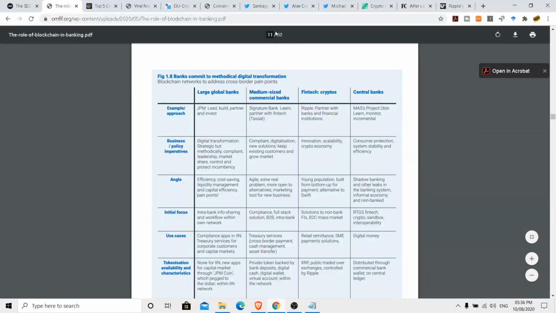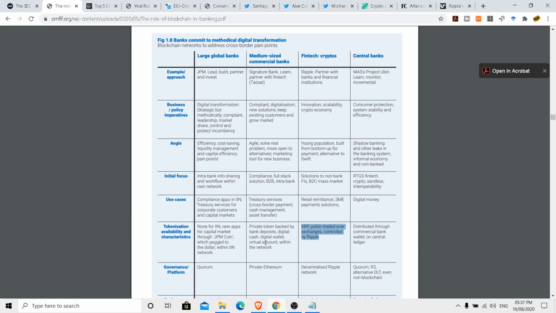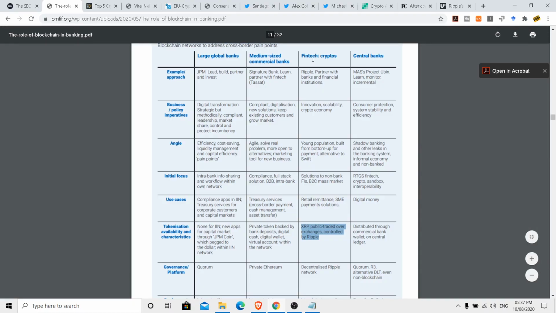In this particular table, on page number 11 of this document, they talk about tokenization and availability characteristics. And in that tokenization area, they are showing you fintech and cryptos, XRP. Even when they say cryptos, they are not showing you the technology side like Bitcoin, because they don't even consider that as a technology. Now, keep in mind, fintech, cryptos, it's a financial technology, but at the same time, it's also considered a crypto, and that is XRP, right?